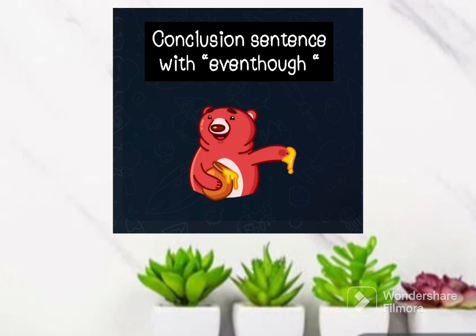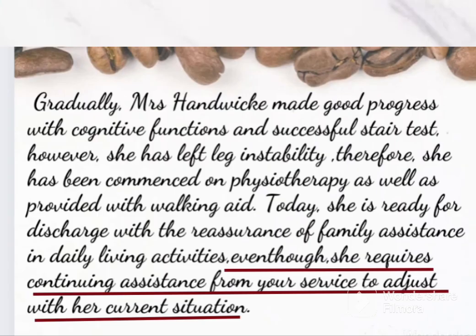Here you can see how I concluded. Today she is ready for discharge with the reassurance of family assistance in daily living activities. Most of the students, of course you also, will stop like this. But I can ask you one question: then why are you referring the patient to the reader? So how can we conclude? Today she is ready for discharge with the reassurance of family assistance in daily living activities, even though she requires continuing assistance from your service to adjust with her current situation.